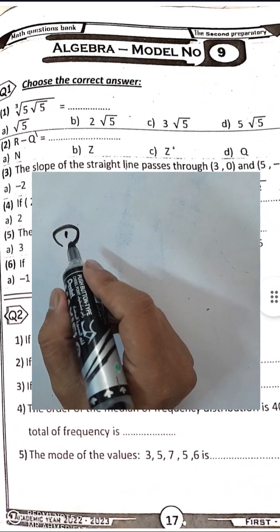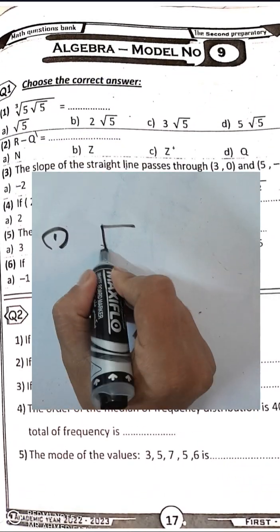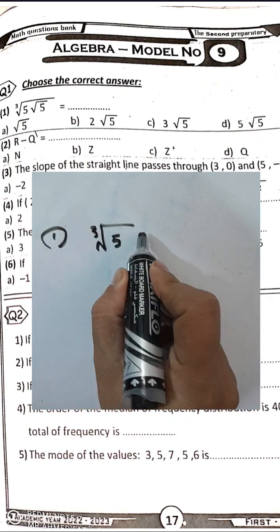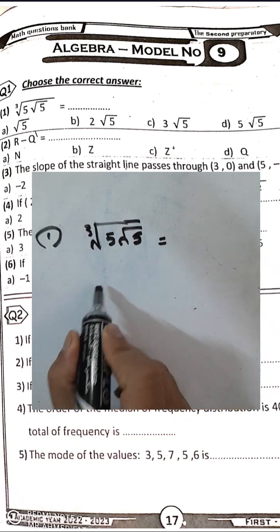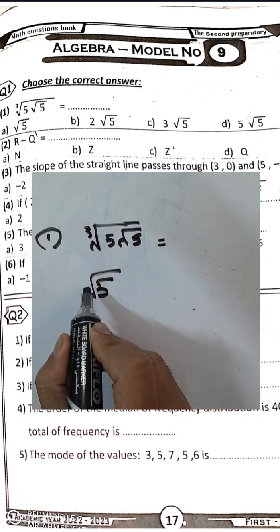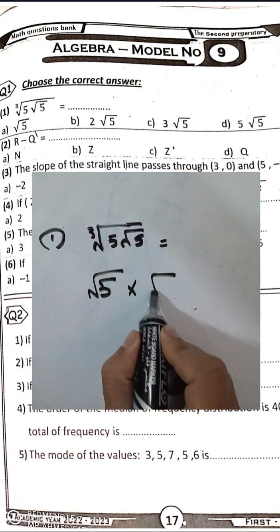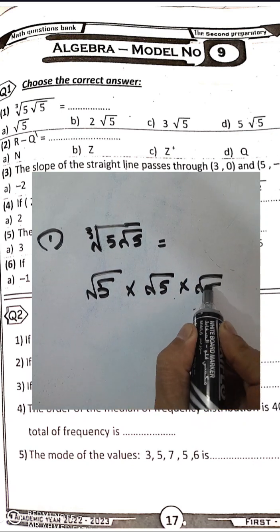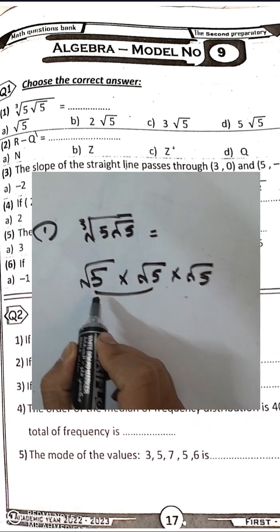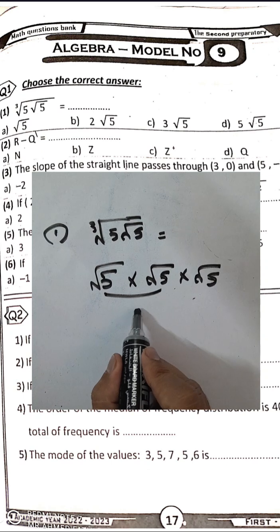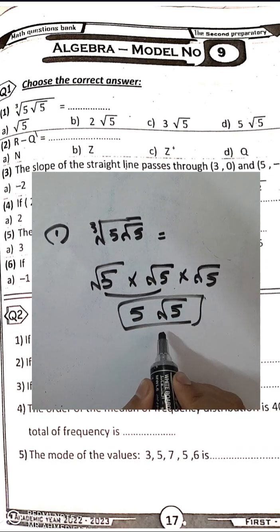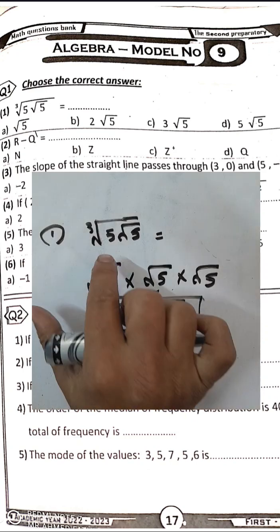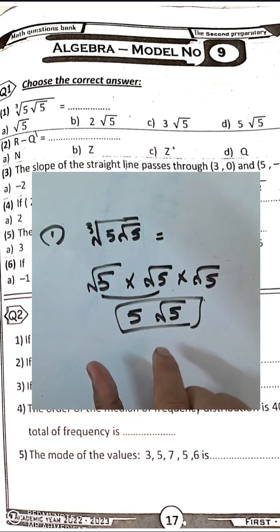Which number equals the cubic root of 5 with the square root of 5? If we choose letter A, the square root of 5 times the square root of 5 equals what? The square root of 5 times the square root of 5 will be 5, and then we write root 5 here. Then the cubic root of 5 times root 5, it will be what?